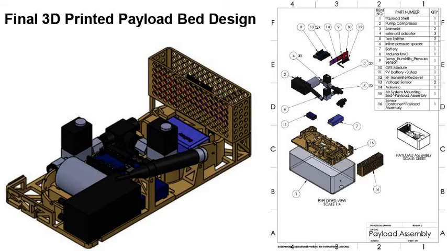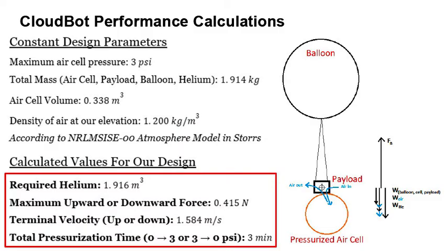Here's a closer look inside of the payload section of the Cloudbot. The tan bed shown here was 3D printed to neatly house all of the components in a compact package. A foam damper was used to help dampen the vibrations produced from the pump and to prevent it from damaging the rest of the payload. A sensor container with a repeating hole pattern allows us to easily mount sensors and route wires to the rest of the payload.